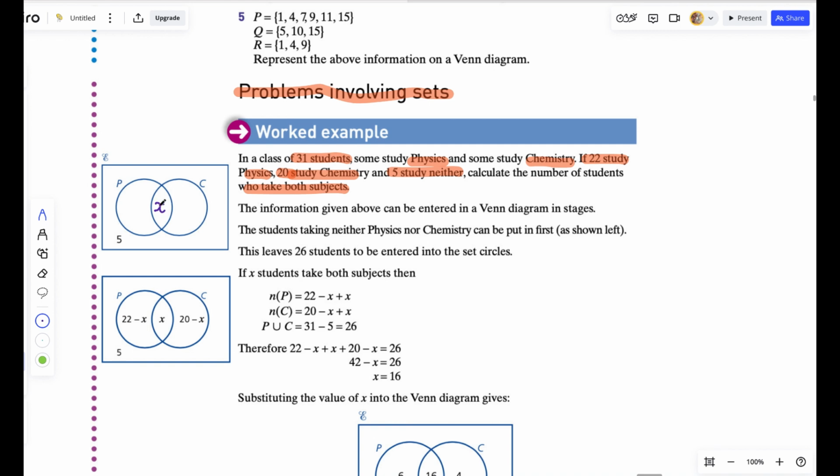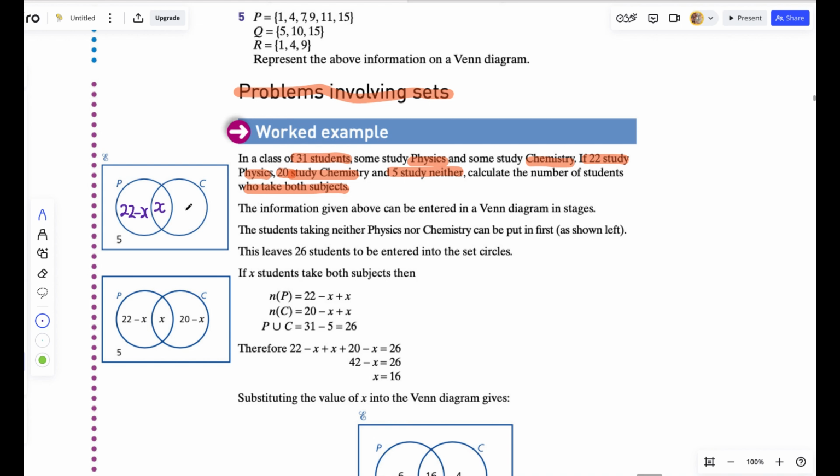Now for physics, they gave us 22 students. Some of these 22 students are also in this overlap. So to find physics only, this space, you must say 22 minus x for this place.